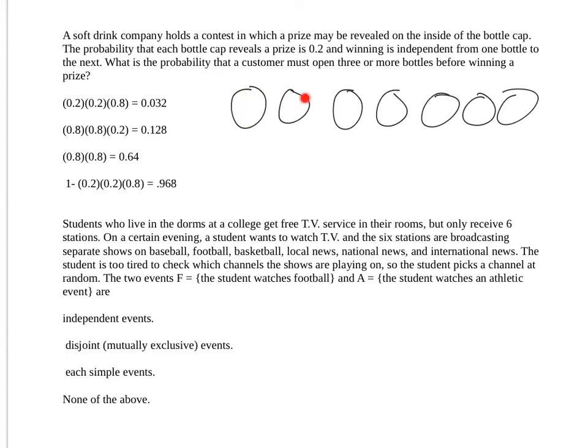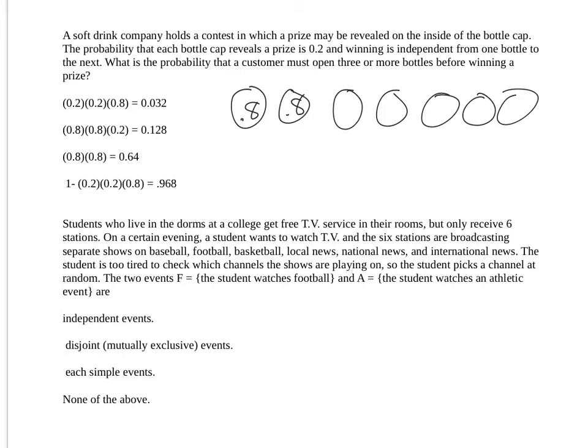You could have non-winner, non-winner, non-winner, non-winner, non-winner, non-winner, winner. Great. That's 3 or more bottles. Or you could have non-winner, non-winner, winner. Again, that's 3 or more, right? So all that really needs to happen is the first 2 bottle caps have to be non-winners. So what's the probability that your first 2 bottle caps are non-winners? Well, if the probability that they win is 0.2, the probability of non-winning is 0.8. So this has to be 0.8, this has to be 0.8. After that, it doesn't matter whether these are winners or non-winners, you've already opened 3 or more, right?